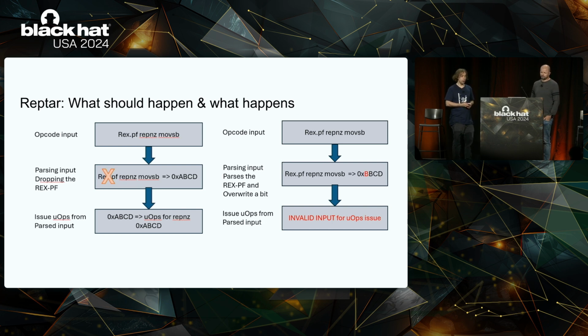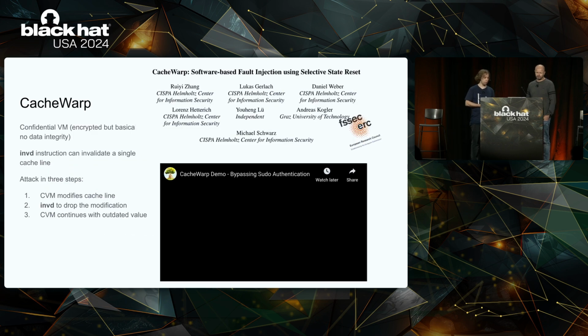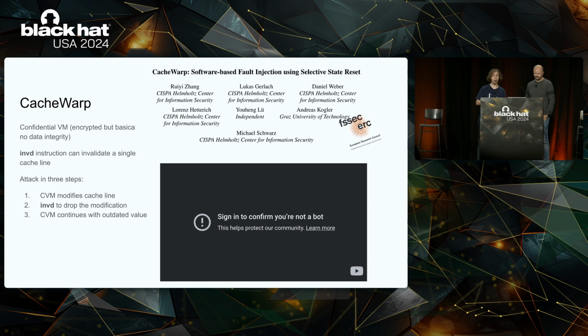All right. Another notable example was CacheWarp. For CacheWarp, we wanted to have Ray on stage here. Unfortunately, this was not possible because of visa delays, which is really, really sad. We wanted to have him on stage here. CacheWarp basically works on confidential VMs, like AMD SEV in this case, and it exploits the invalidate instruction that invalidates a cache line. It's a logical bug that they didn't really consider the invalidation of cache lines in this context.